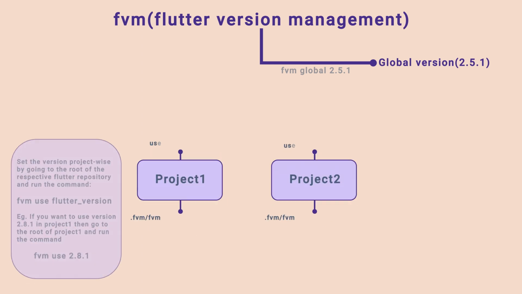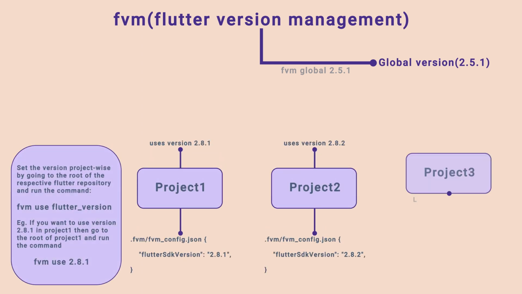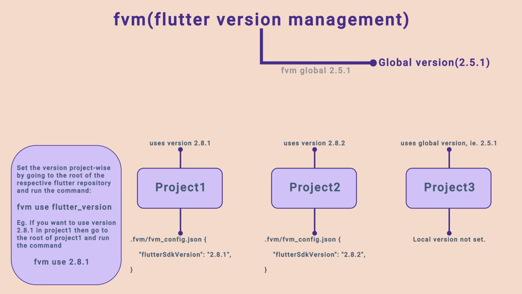With FVM, we can have a global Flutter version that we can switch easily. Now in every project, this version will be used. Also, we can set separate versions project-wise. If no local version is specified, then the global version will be used. Each version will be stored in the system's local cache, whose storage location can be configured as well.